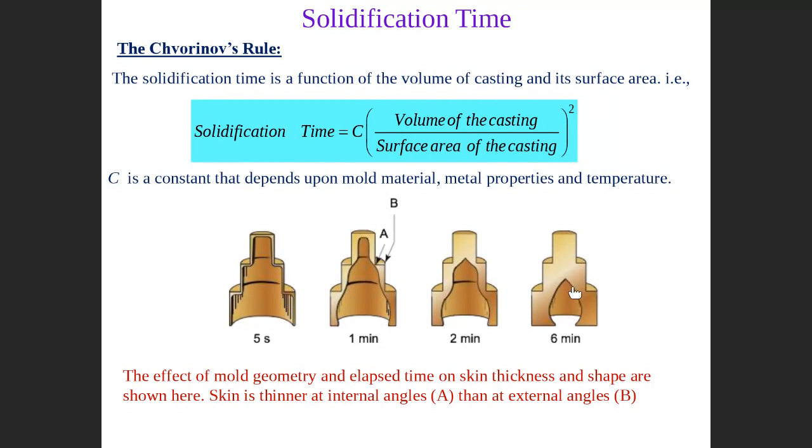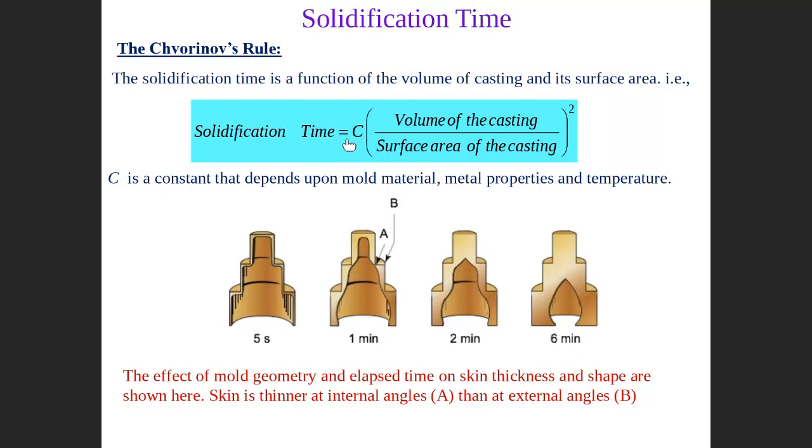At the end of the cooling time, the material will be totally solidified. So this is the solidification time. Solidification time means the time needed for the material to be totally solidified, equal to a constant times the volume of the cast divided by the surface area of the cast squared. So this is Chvorinov's law.